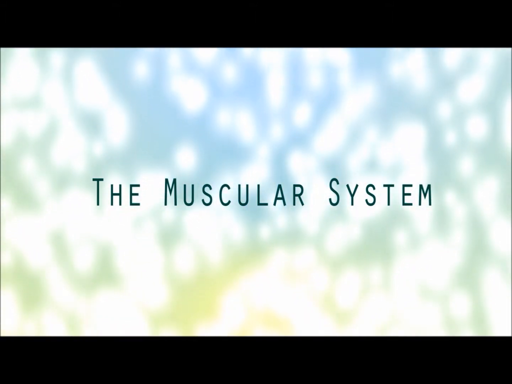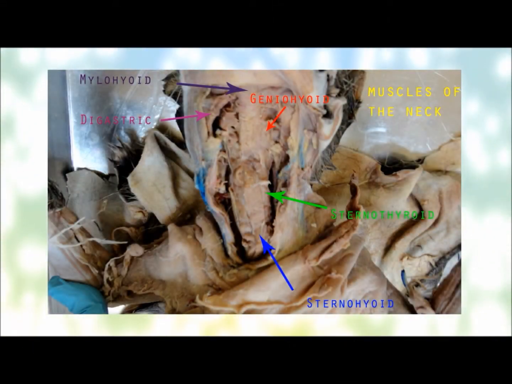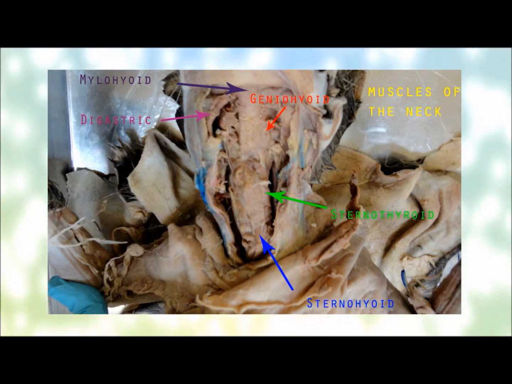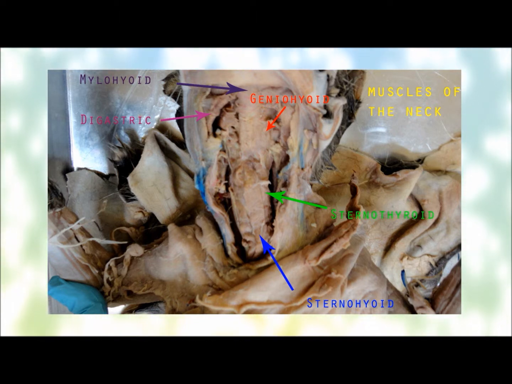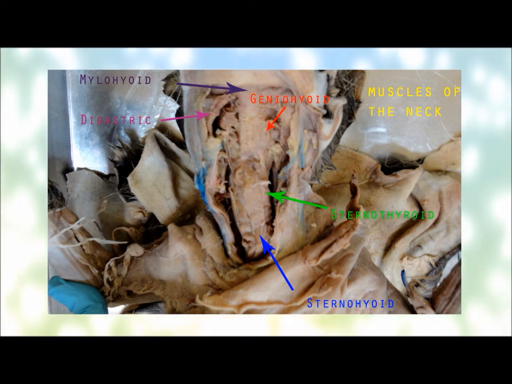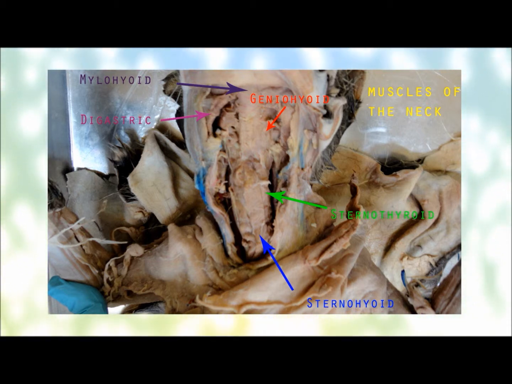Impressive. Furthermore, the mylohyoid originates from the mandible and inserts into the hyoid. The digastric originates from the mandible and mastoid process and inserts into the hyoid bone. The geniohyoid is located at the highest part of the trachea. The sternothyroid is right at the side of the sternohyoid. The sternohyoid originates from the manubrium and clavicle and inserts into the hyoid bone.